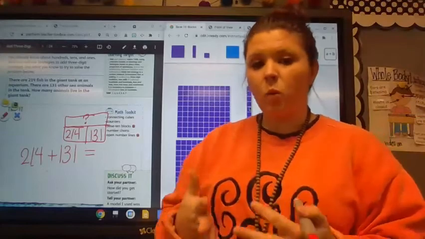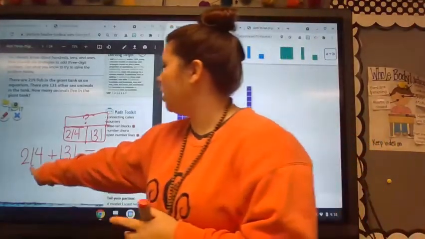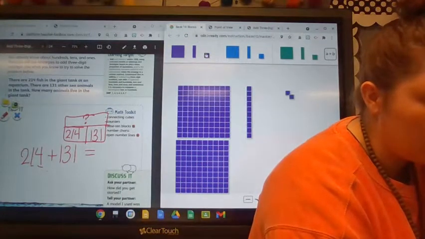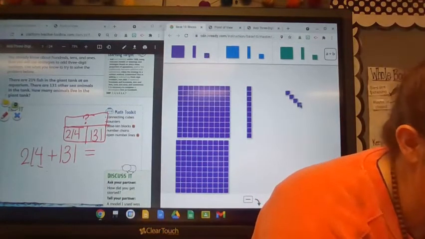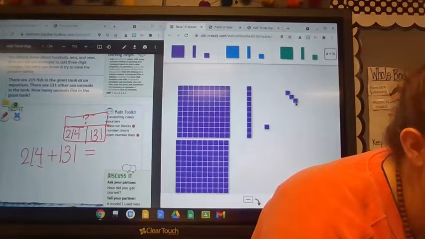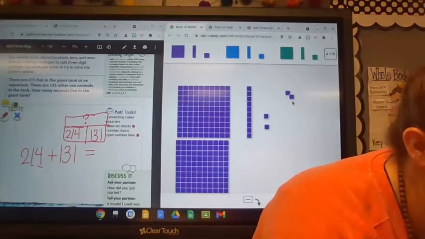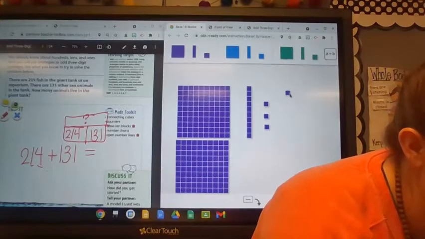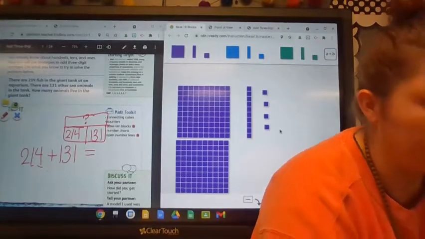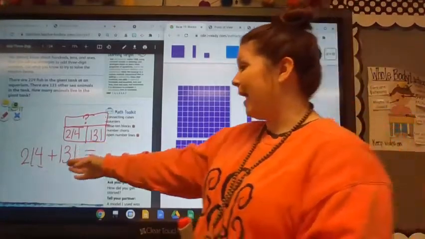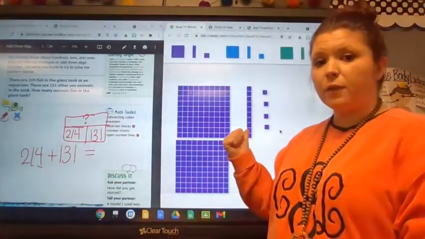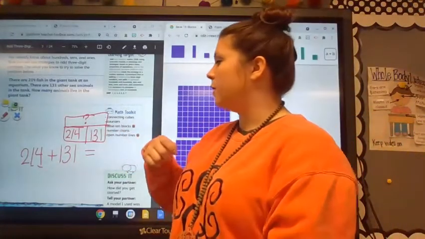All right, how many ones are there? There are 4 ones. Okay, so here I have 200, 200s, 110, and 4 ones for the total of 214. But now I need to add 131.